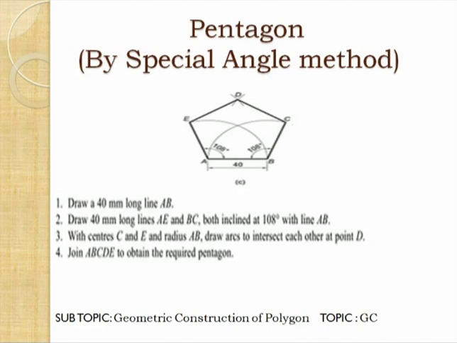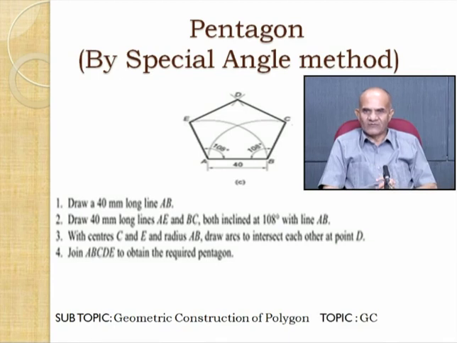We are calculating the internal angle. 360 divided by 5, then we can get the internal angle 108 degrees. So you draw the line AB of the given length 40 mm. Then at point B you draw the angle 108 degrees with the help of a protractor. Again at center A you draw the angle equal to 108 degrees internal angle, and you draw a line having the length equal to AB. So we can get the points C and E.